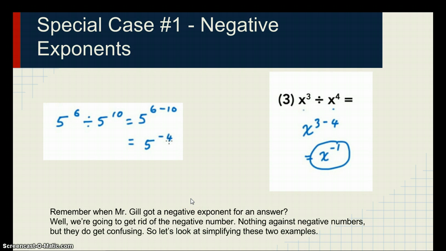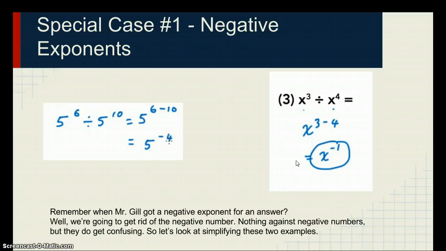Special cases. Okay, the first thing we're going to talk about is the negative exponent. Now remember, there were a couple examples where Mr. Gill got a negative exponent for the answer. So these are screenshots from his video where he got 5 to the negative 4 power and x to the negative 1 power. That's fine for what he was doing, but we are going to go ahead and get rid of those negative numbers because they actually signify something a little different.